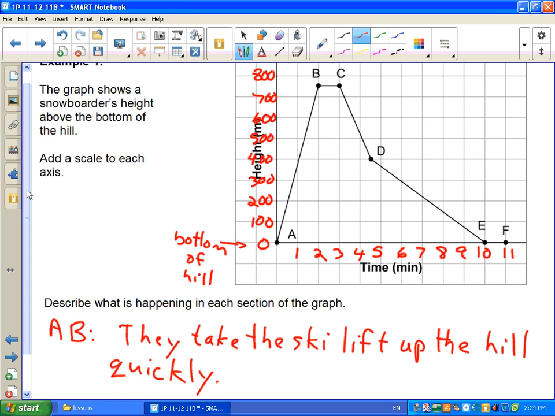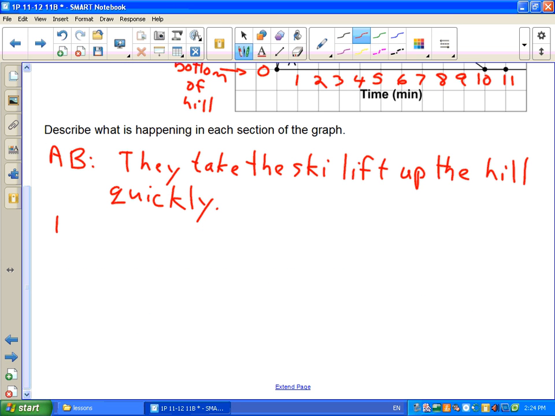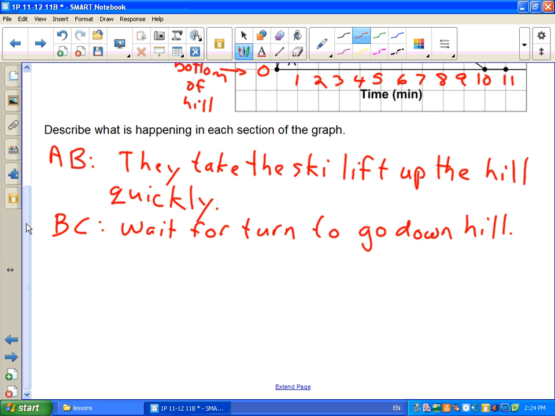So what about from B to C? What are they doing from B to C? Not necessarily. They don't actually have to be moving across. Okay. What has to not be changing from B to C? Yeah, they're not moving up or down. They could be moving across, or they could just be standing still. So why might they be standing still from B to C? Okay. We could say that, I don't know, from B to C, they wait for their turn to go down. Or, yeah, you could be fastening your bindings or something like that.